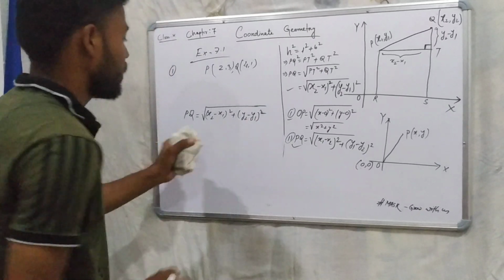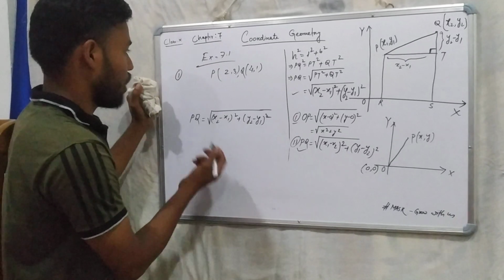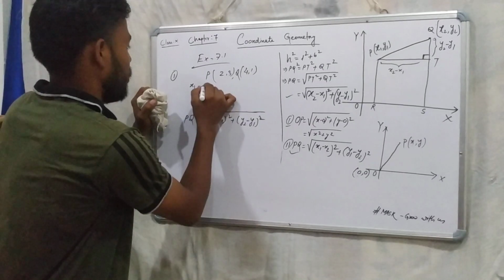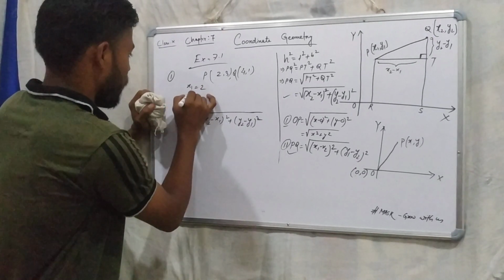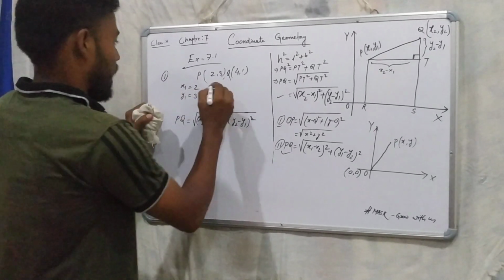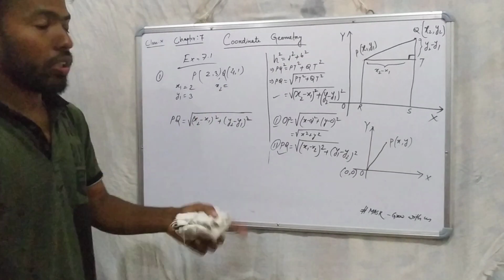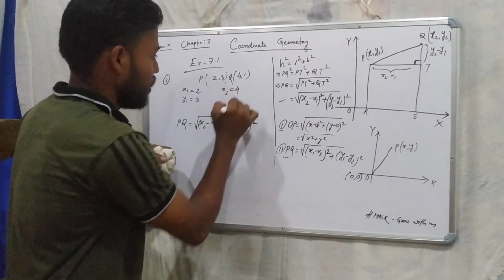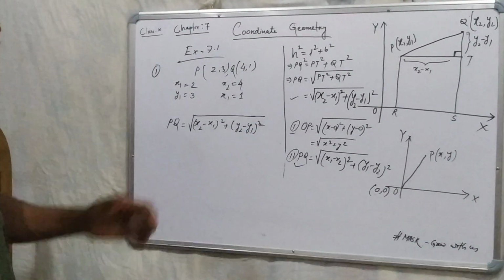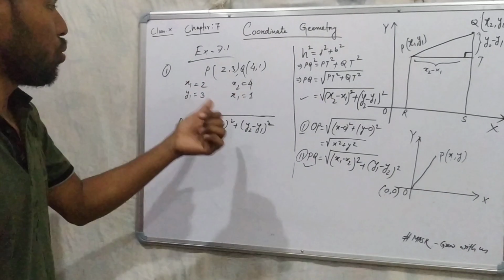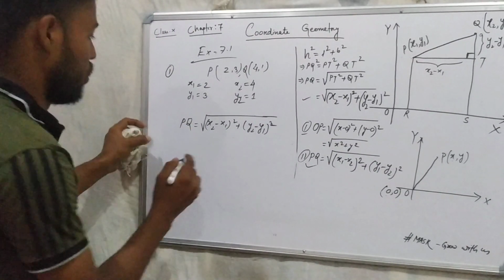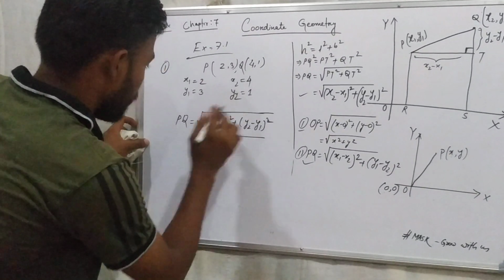But before we start according to this formula, let's find what x1 is. x1 is nothing but the x coordinate of this point P, so this is 2, and y1 is nothing but the y coordinate of this point P, that is 3, and x2 is equal to the x coordinate of this point Q. So this is given 4, and y2 is equal to 1. Okay, we have got x1, y1, x2 and y2.